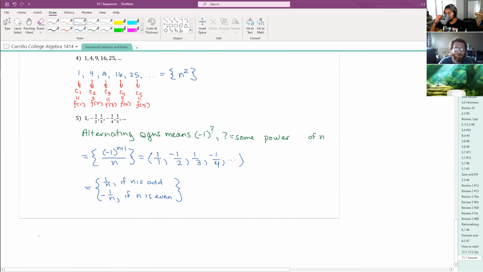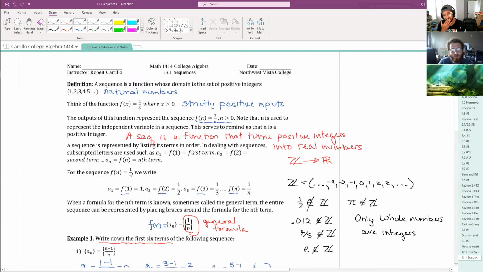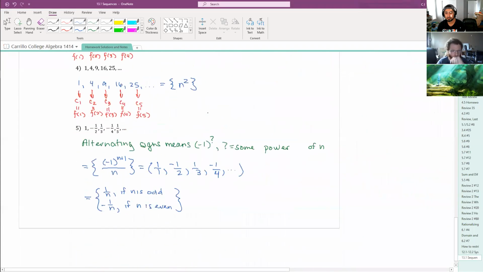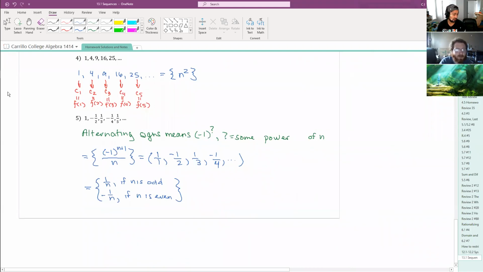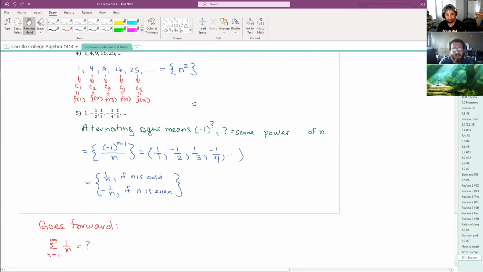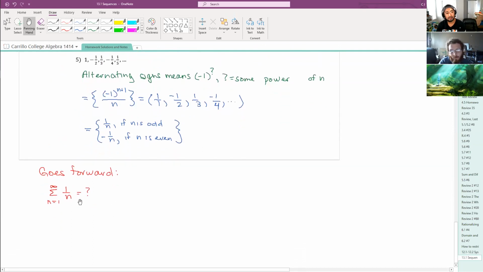So just to come back up here real quick, right? The very first example it gave us, f of n is equal to 1 over n. Just a preview of what goes forward. If I gave you the sum from n equals 1 running to infinity of 1 over n, what does this equal? This is where this stuff becomes important.